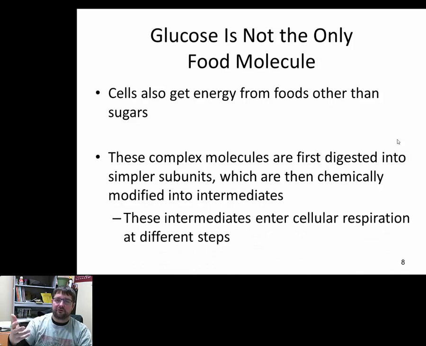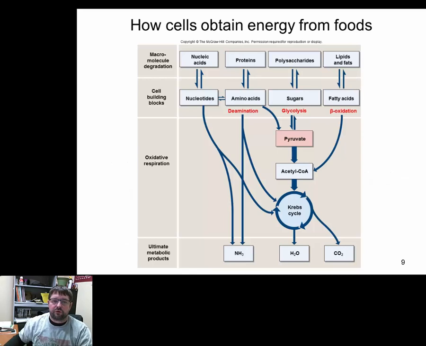Each subunit can enter the cellular respiration cycle at different places. And so here's just kind of an overview of where those would enter. So nucleic acids: every time you eat an organism that was alive, you're going to take in some nucleic acids. You're going to eat their DNA. Okay? And so that would be converted into nucleotides.